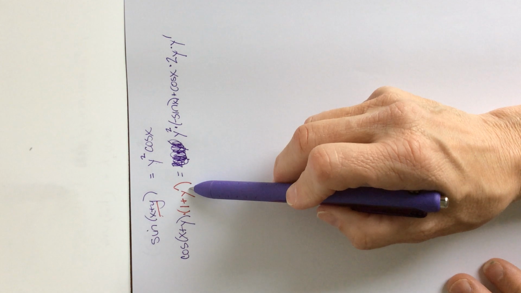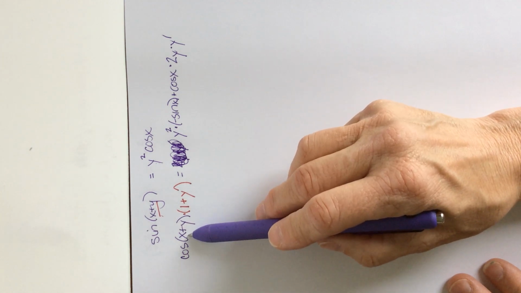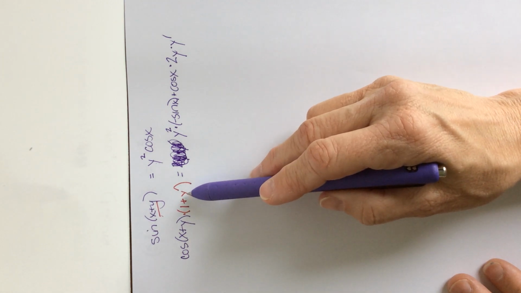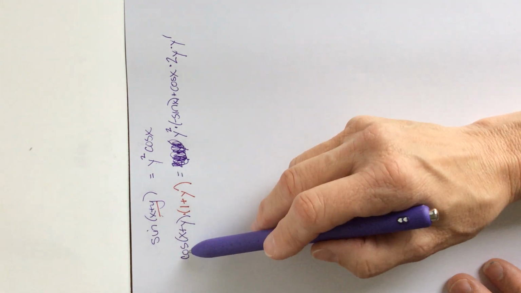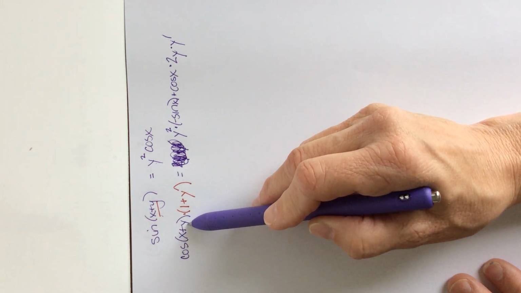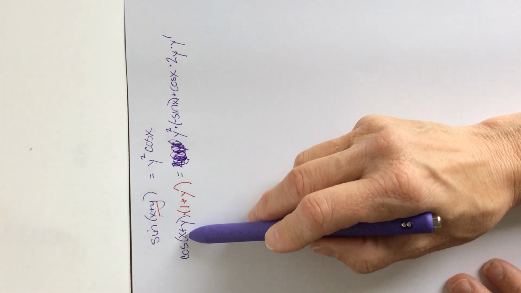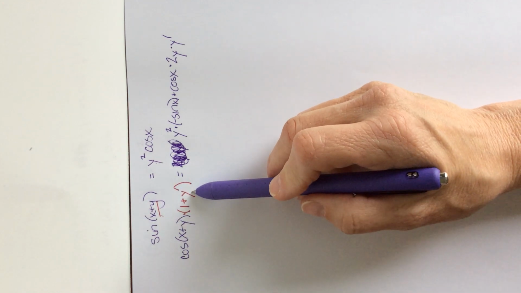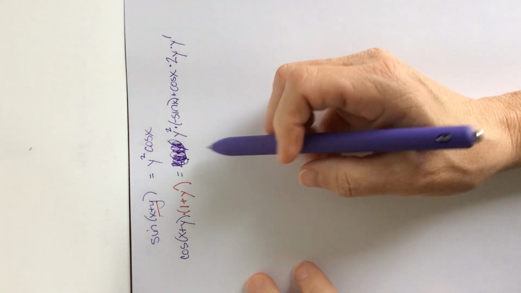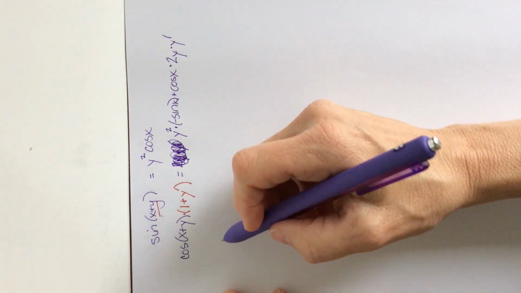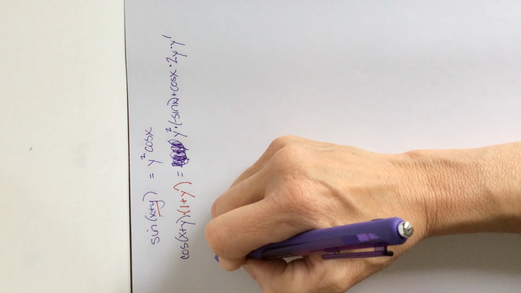Here I'm going to distribute, but I'm not distributing the x plus y onto 1 plus y prime. I'm distributing cosine of x plus y onto 1, and then cosine of x plus y onto y prime. So what will that look like? Well, it's going to look like this.